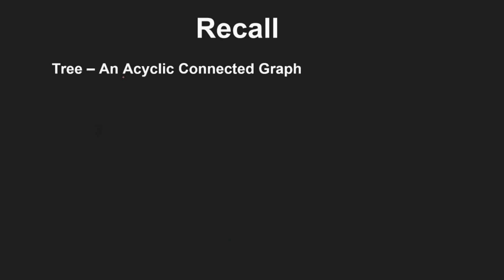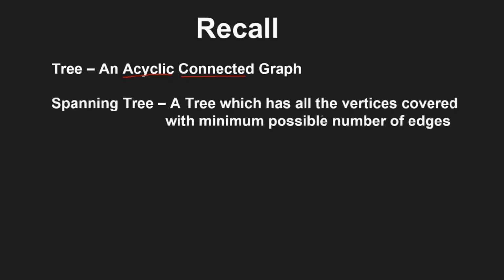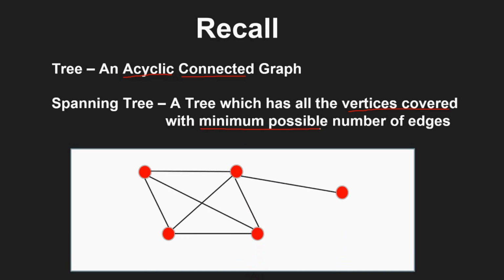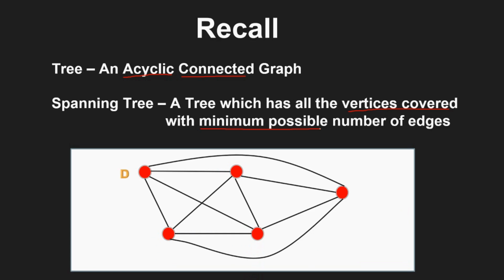A tree is a graph with no cycles and is connected. A spanning tree is a tree which has all the vertices covered, utilizing the minimum possible number of edges. Now consider a graph with cities as its vertices. Let's take Delhi, Mumbai, Bangalore, Chennai, and Kolkata.